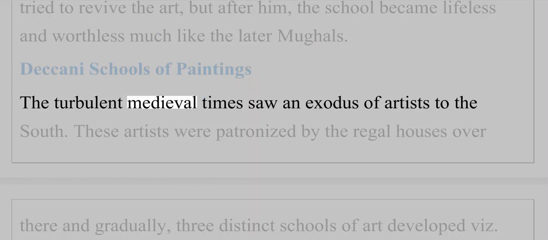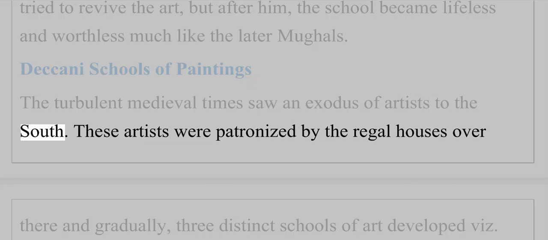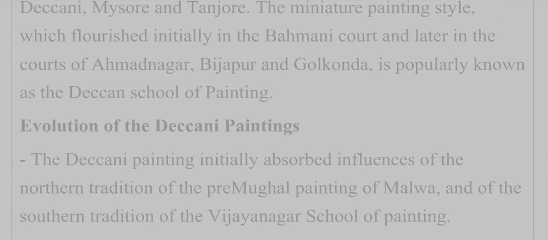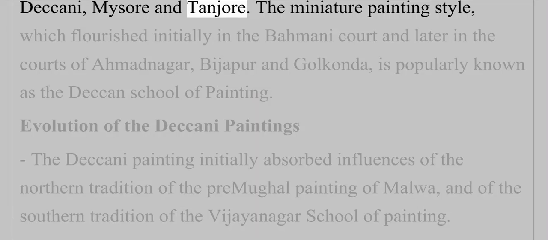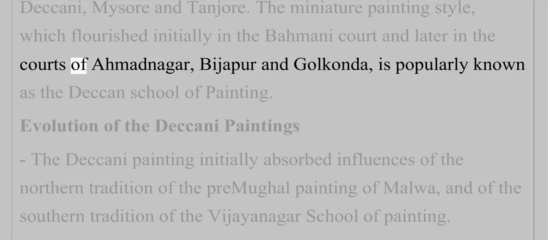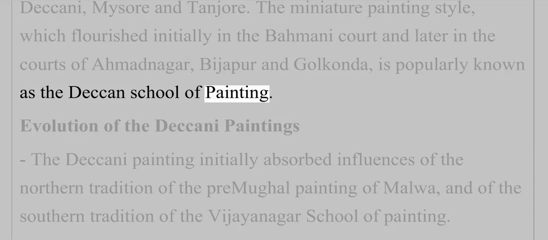Deccani schools of paintings. The turbulent medieval times saw an exodus of artists to the south. These artists were patronized by the regal houses over there, and gradually, 3 distinct schools of art developed, viz. Deccani, Mysore and Tanjore. The miniature painting style, which flourished initially in the Bahmani court and later in the courts of Ahmednagar, Bijapur and Golconda, is popularly known as the Deccan school of painting.